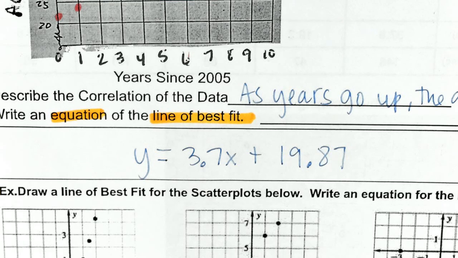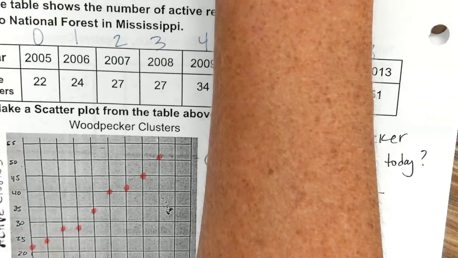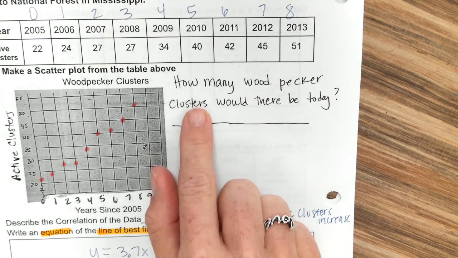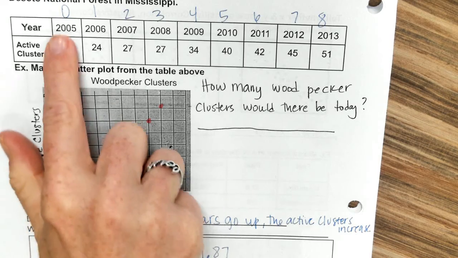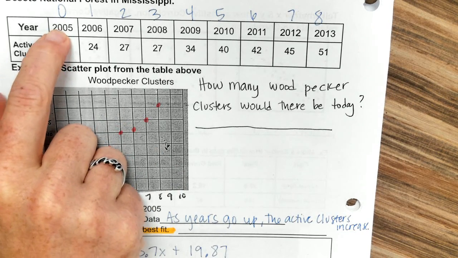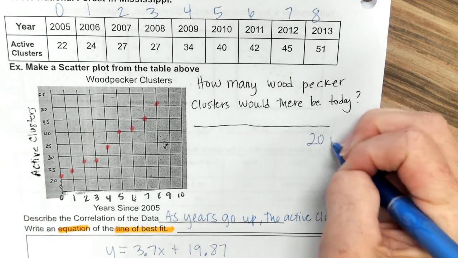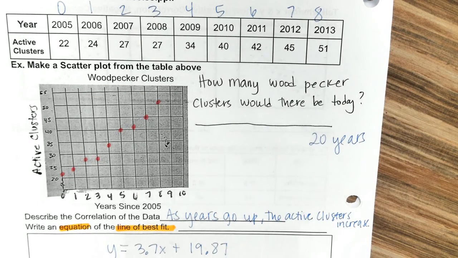Was that easy? Now, why would we want an equation of line of best fit? Because you can use it to make predictions. So pretend I'm the scientist, and I say, based on this data, how many woodpecker clusters would there be today if the trend continues? Well, what year are we in today? 2025. How many years was that from 2005?